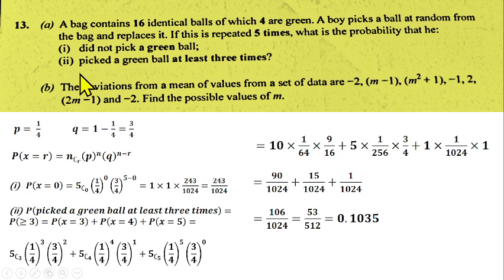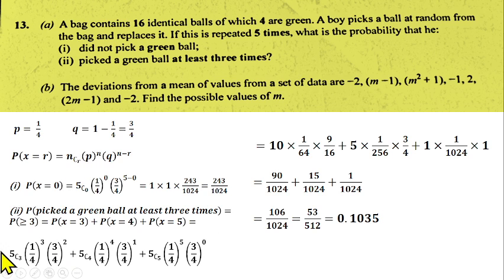So the second one is a probability. What's the probability that he picks a green ball at least 3 times? At least means the minimum is 3 times, so it could be 3, it could be 4, it could be 5. So the probability that he picks a green ball at least 3 times is the probability of 3 plus probability of 4, plus probability of 5, and we can use this same principle.